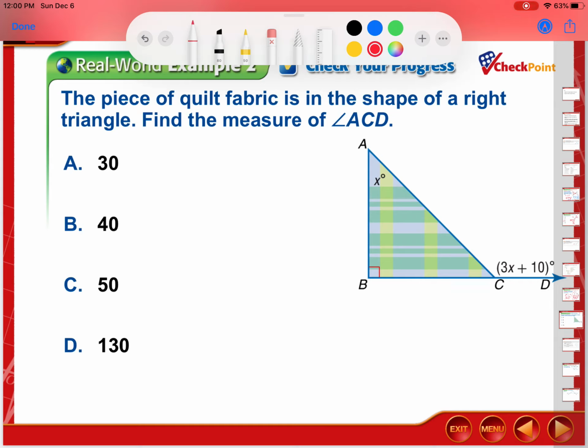So the piece of quilt fabric is in the shape of a right triangle. Find the measure of angle ACD. Okay, so they want us to find this 3x plus 10, what the actual measure of that angle is. And of course, we know this is 90 degrees. So we could say 90 plus x is going to equal 3x plus 10.